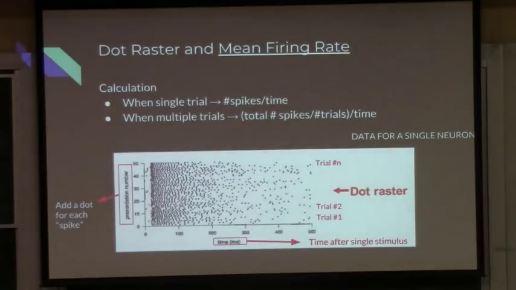What we can take away from a dot raster is mean firing rate. If you look across one trial, it tells you that over a time period of, let's say, 500 milliseconds, this is the number of times this neuron has fired. You calculate mean firing rate as total number of spikes over total time, so 500 milliseconds. If you do this across multiple trials, you count all of the spikes in the dot raster and divide that by the number of trials. So you're averaging, finding the average number of spikes per trial, and then dividing that by the total amount of time to get mean firing rate.